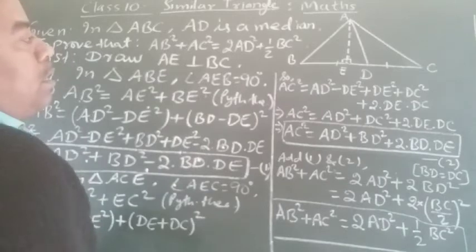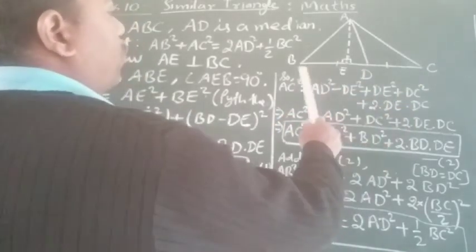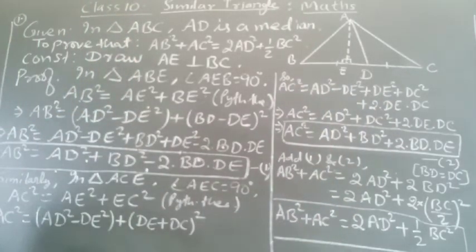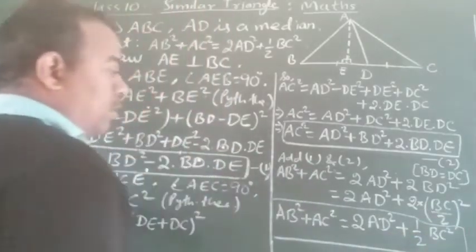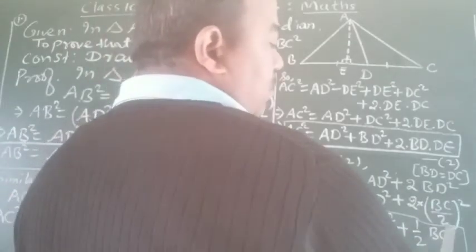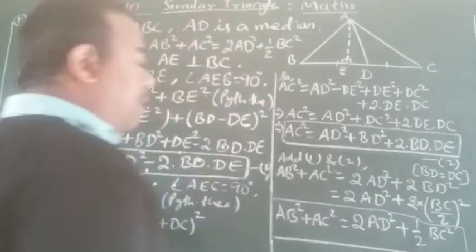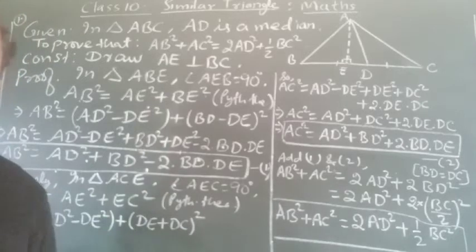Now 2 AD square. And we know that BD and DC both are equal, and BC is divided into 2 parts, BD and DC, and they are equal. So BD and DC both are half of BC. So we can say (BC by 2) to the whole square. The 2 AD square plus 2 into BC square by 4. Here it is 4; after solution, 2 divided by 4 becomes 1 by 2 BC square. Now we got the relation: AB square plus AC square equal to twice of AD square plus half of BC square. Clear, my dear?